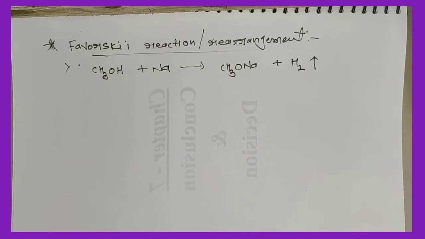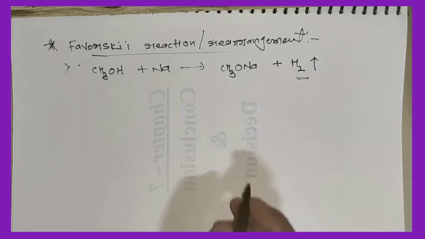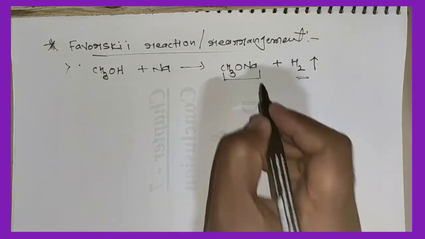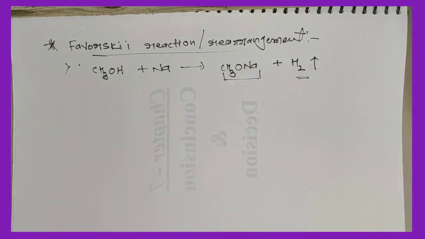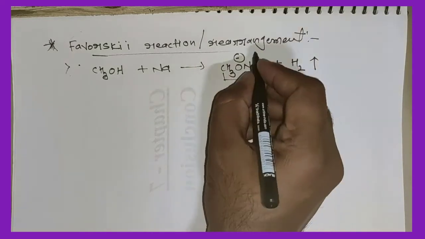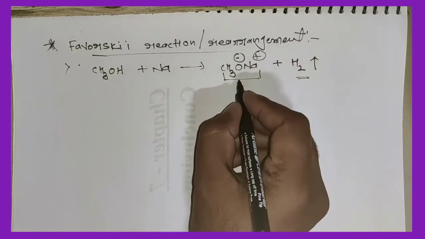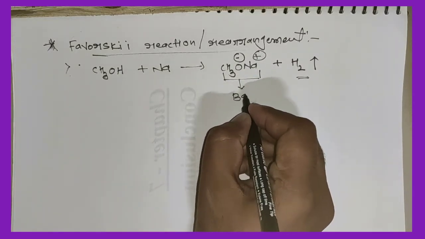If we add sodium metal to any alcohol, it always generates H2. Here, in the case of sodium methoxide, or in general sodium alkoxide, CH3O minus and Na plus exist in ionic form. So this one acts as a base.